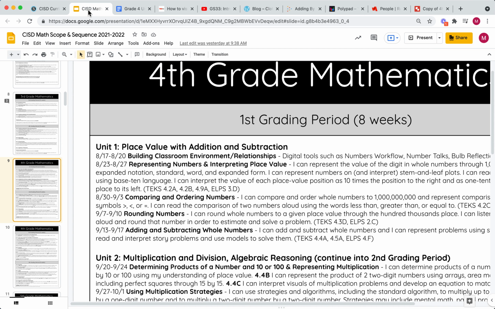The weekly scope and sequence has been updated slightly from last year, specifically to include English language proficiency standards in language objective format. In the first unit of study, we start the year building your classroom environment and relationships. The content begins with representing numbers and interpreting place value, then comparing and ordering numbers, rounding numbers, and adding and subtracting whole numbers. So you'll notice these 4 topics outlined clearly in the curriculum document. So let's take a look at the unit document for Unit 1.